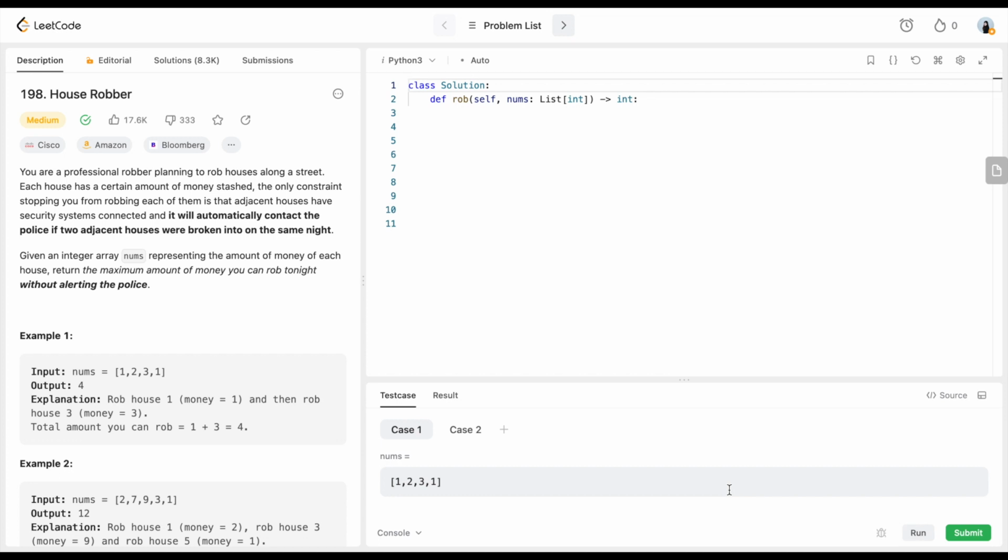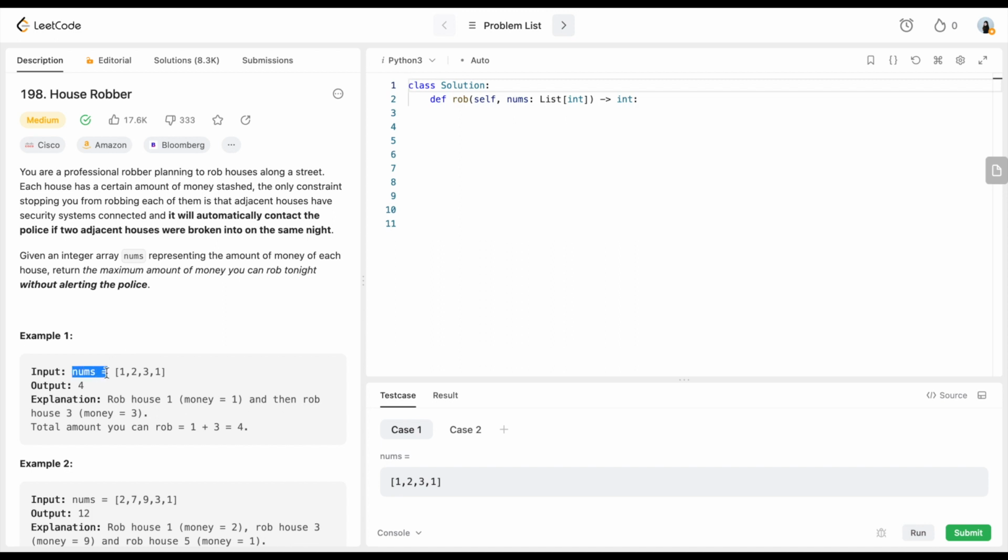Today we're gonna work on the question House Robber. So you're a professional robber planning to rob houses along a street. Each house has a certain amount of money. The only constraint stopping you from robbing each of them is that adjacent houses have security systems connected, and it will automatically contact the police if 2 adjacent houses were broken into on the same night. So given integer nums representing the amount of money of each house, return the max amount of money you can rob tonight without alerting the police.